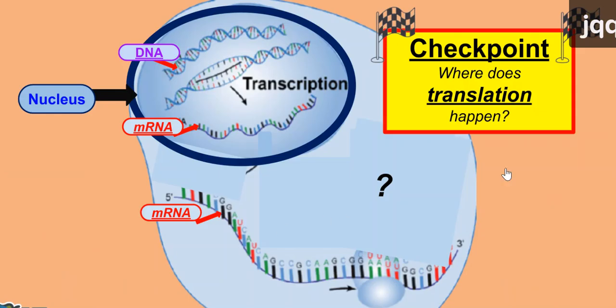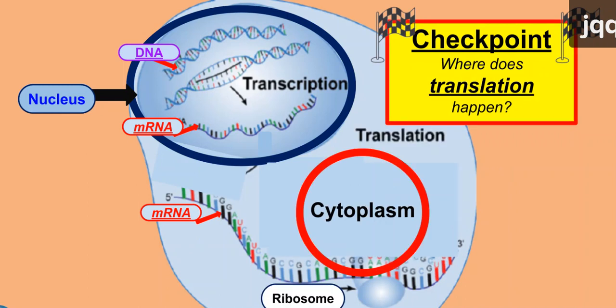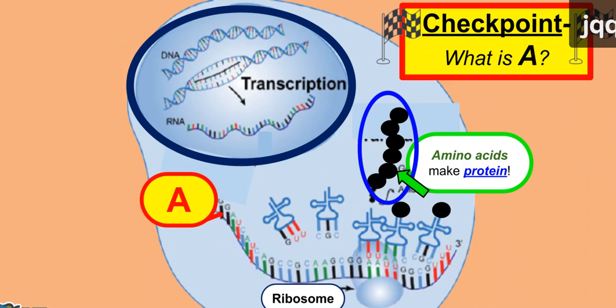Where does translation happen? We know translation happens with mRNA and tRNA because T stands for translate. But where do these two friends meet up? If you said the ribosome, you would be correct. Translator RNA and messenger RNA meet up at the ribosome.